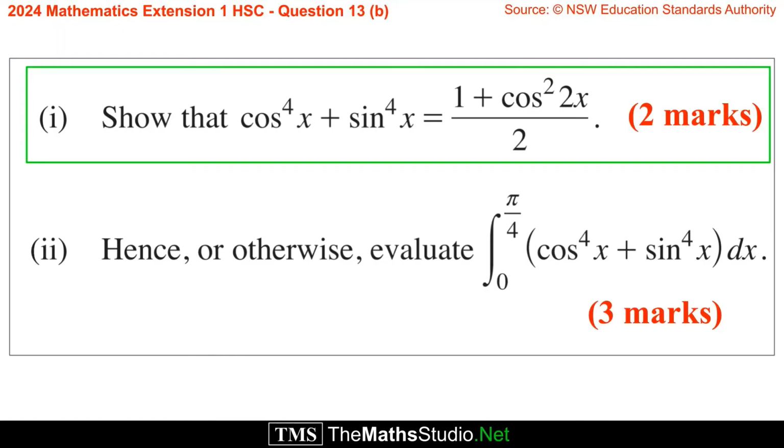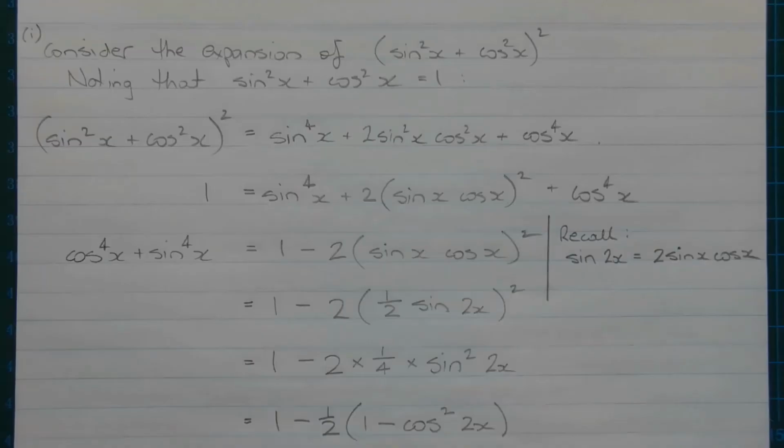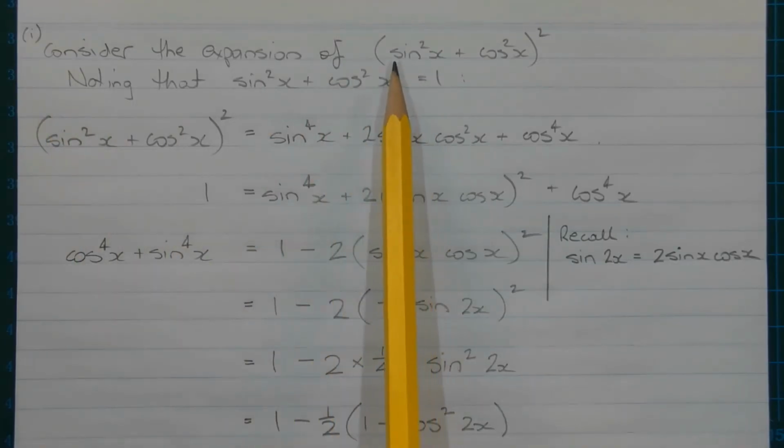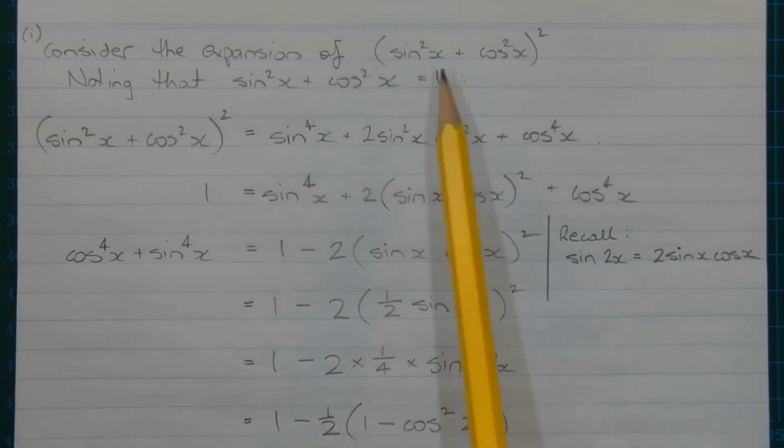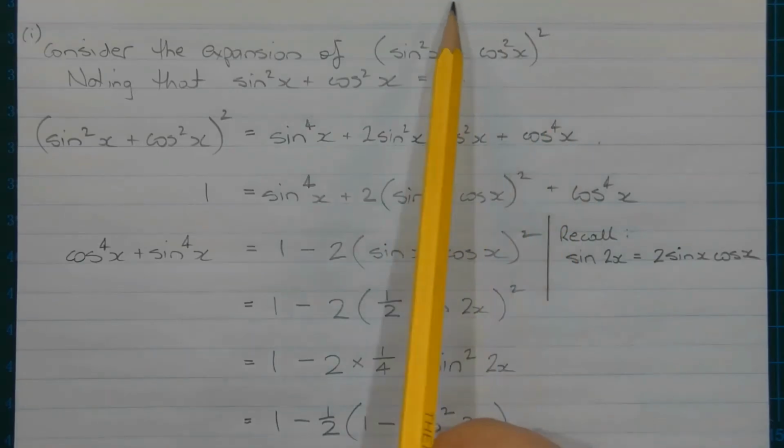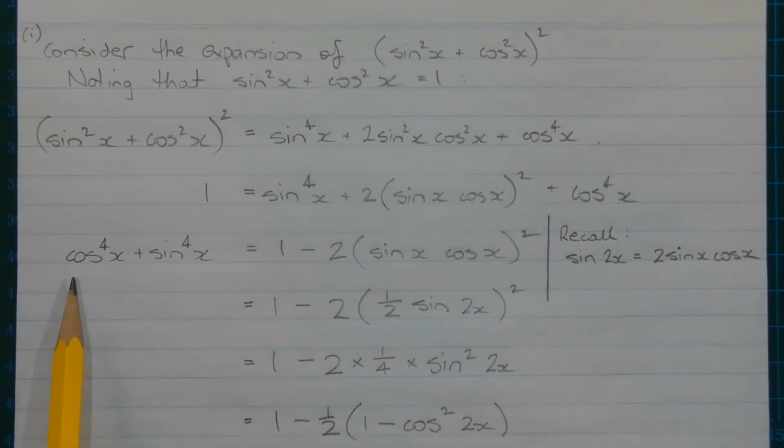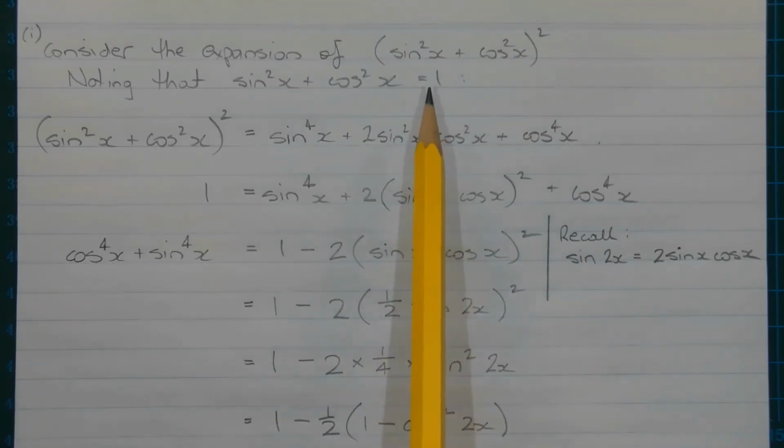Question 13, Part B, Part 1. Show that cos to the power of 4x plus sine to the power of 4x equals (1 plus cos squared 2x) over 2. One way to do this is to consider the expansion of (sine squared x plus cos squared x) in brackets to the power of 2. By expanding this expression here, we'll end up with terms involving cos to the power of 4x and sine to the power of 4x. Also, sine squared x plus cos squared x is a Pythagorean trigonometric identity that's equal to 1, and that'll come in handy later on.